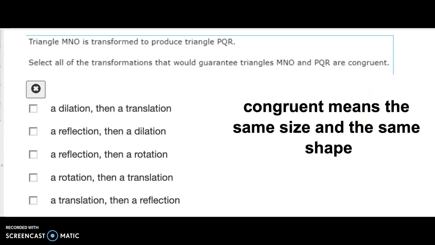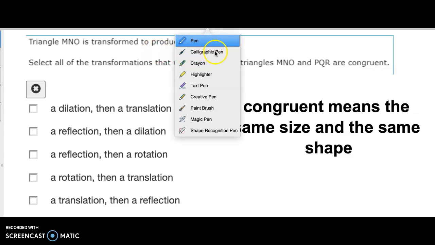Right away, we know that this isn't going to result in congruent figures because a dilation changes the size of a triangle. It makes it either bigger or smaller. So this choice is out. It is not correct.